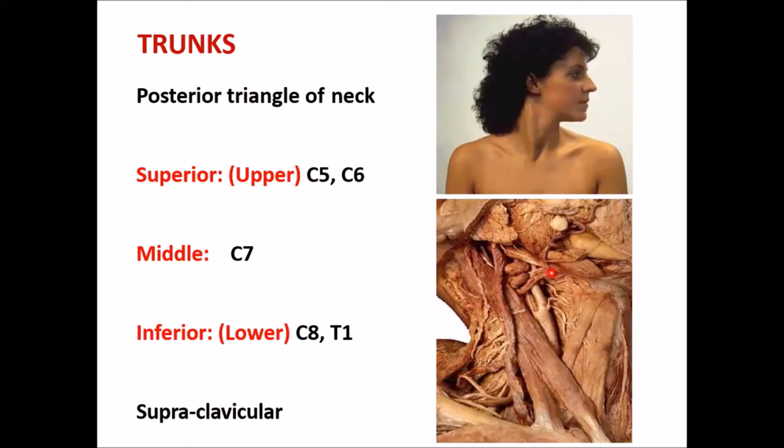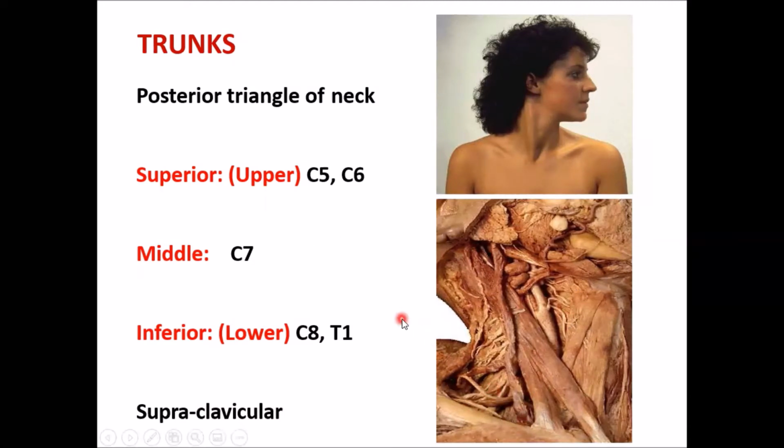The next component is trunks. Trunks are located in the posterior triangle of the neck. As you can see, this is sternocleidomastoid, and the trunks are lying behind the sternocleidomastoid. And the other thing is they are again lying in the supraclavicular region, just like roots. As you can see, this is the clavicle, and trunks are lying in the supraclavicular region.